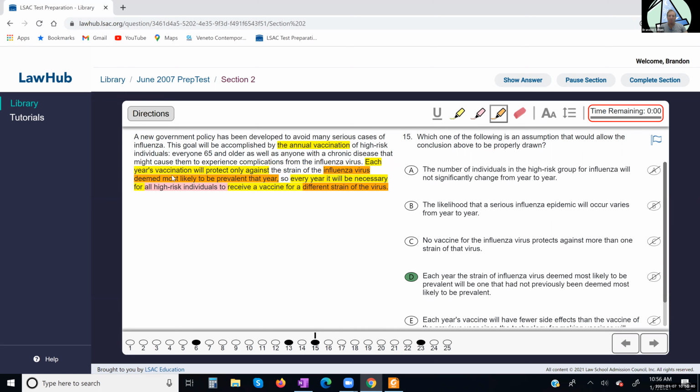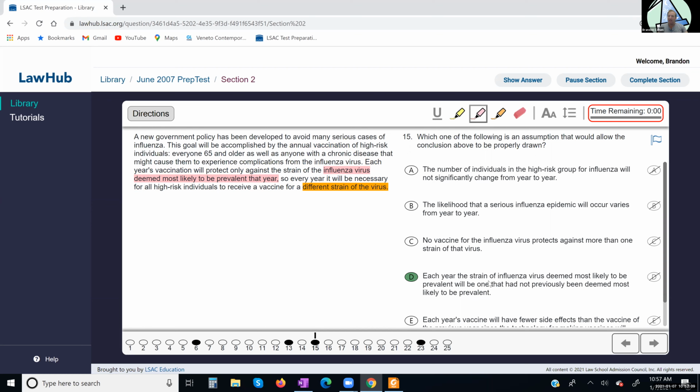Who says that the one most likely to be prevalent is different? Connecting these two oranges is the key. Remember, jumps do have a direction. So if I'm erasing everything now that I caught the jumps, everything of just these two oranges here, let's recolor code. So we have pink and we have orange. They are insinuating that the pink is going to be orange each year, so that the virus deemed most likely to be prevalent is a different strain each year. We need an answer that ties that, and D is perfect.